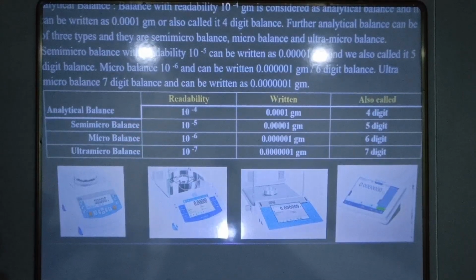Semi-microbalance: a balance with readability 10 to power minus 5, it can be written 0.00001 gram and we call it a 5-digit balance. Microbalance: readability 10 to power minus 6, which can be written 0.000001, and we call it a 6-digit balance. Ultra microbalance: readability 10 to power minus 7, which can be written 0.0000001, and we call it a 7-digit balance.